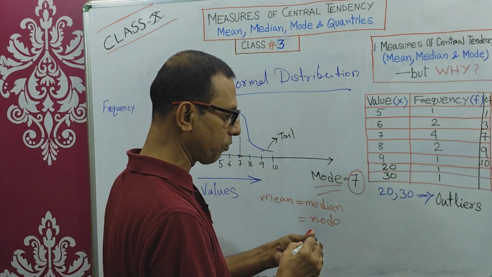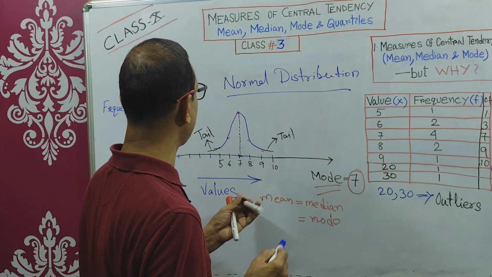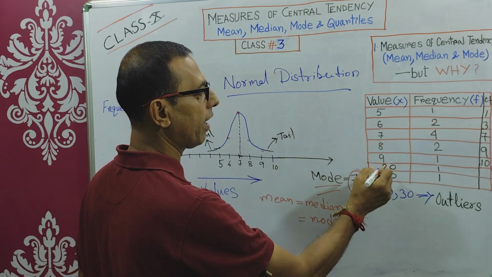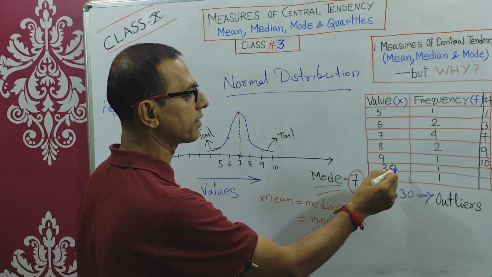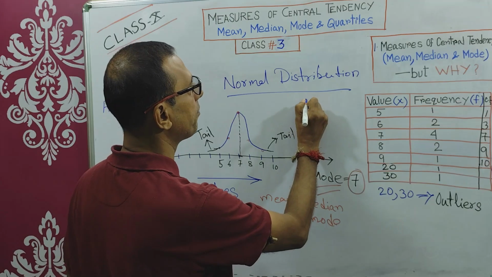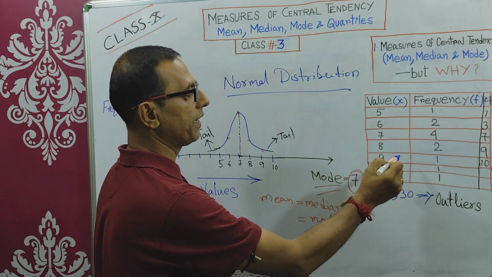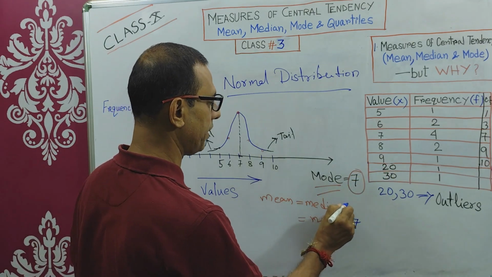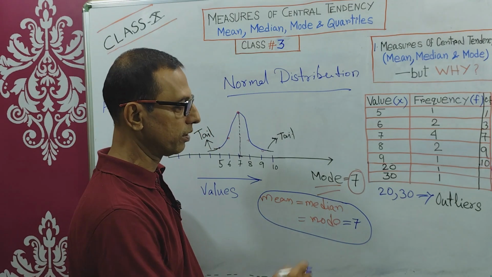But before that, calculate the mean also. So earlier, what was the mean, median and mode? Let me write it down here. In my earlier data set, where 20 and 30 were not there, what were the values? For the earlier set of observations, where the outliers 20 and 30 were not present, the mean, median, mode were all equal. The value was 7.